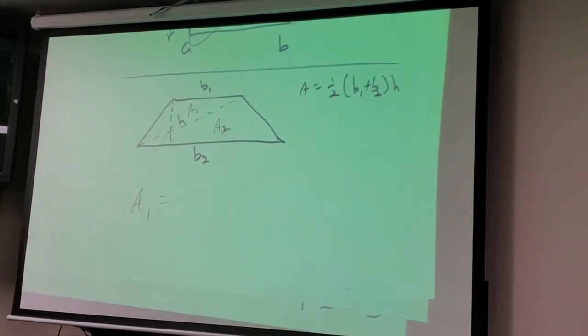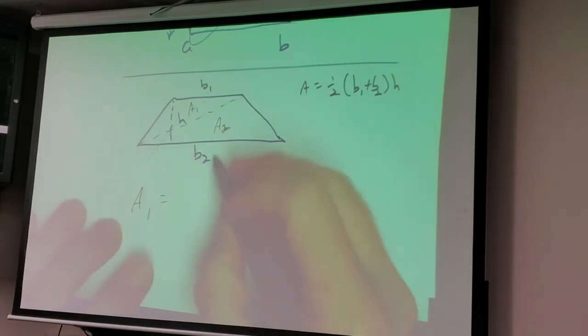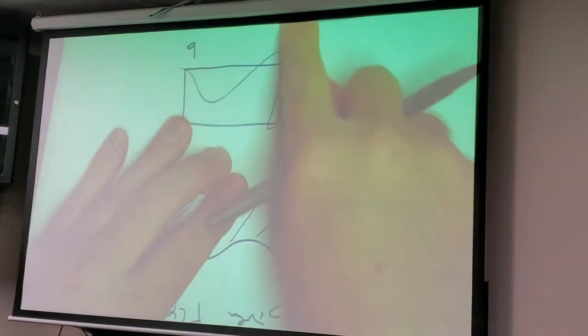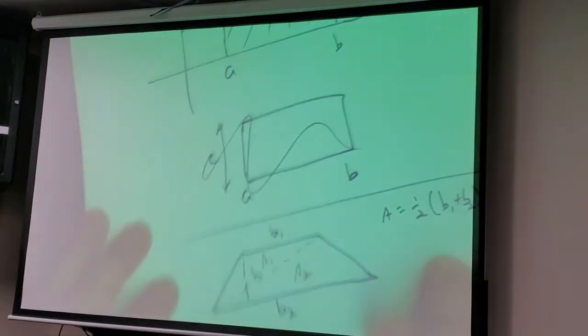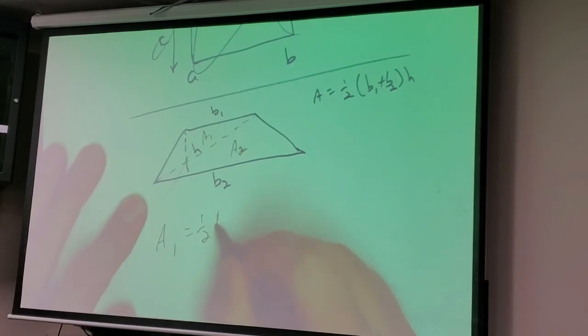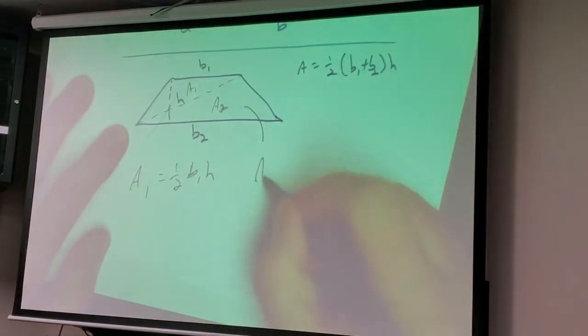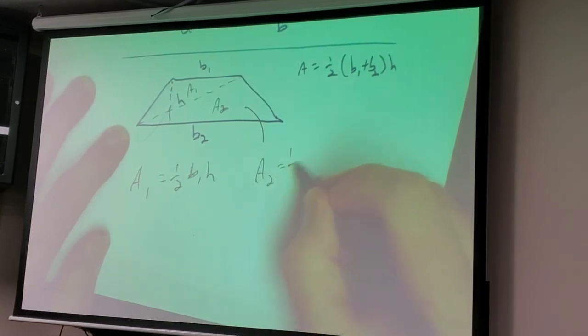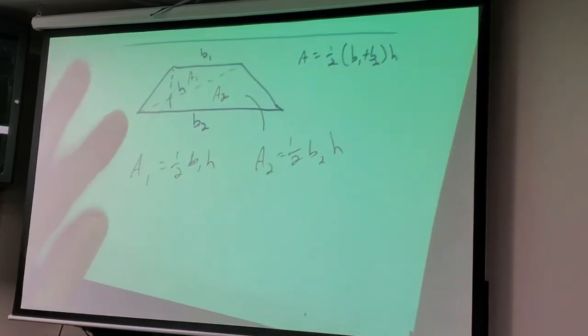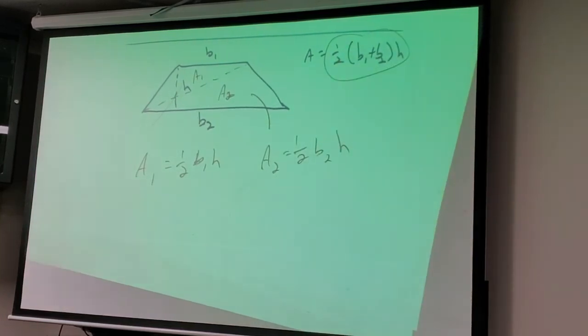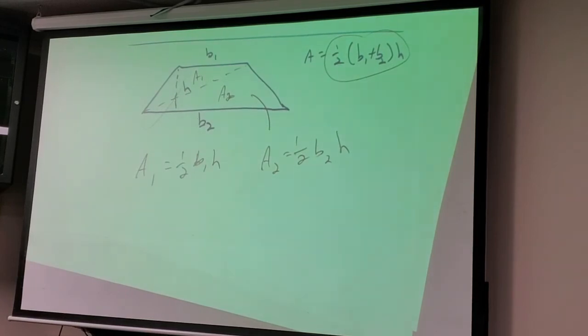It's okay. What would the area of that top triangle be? What's its base? B1, right? So you have to kind of turn around and look at it like this. Its base is B1. And what's the height? Yeah. And what's the area of the second triangle? 1/2 B2 height. And then what's the area of the whole thing? You add them together and you get this, right? Okay. So that's a very fundamental idea.